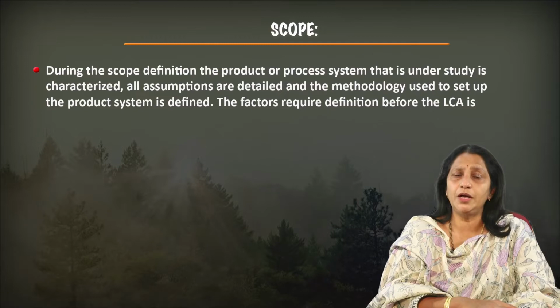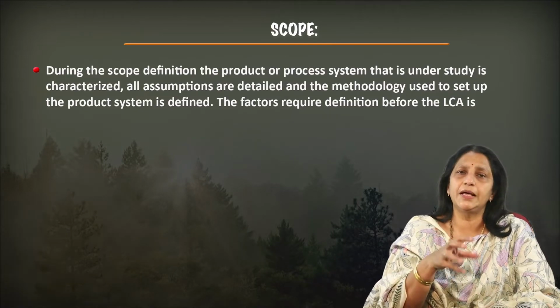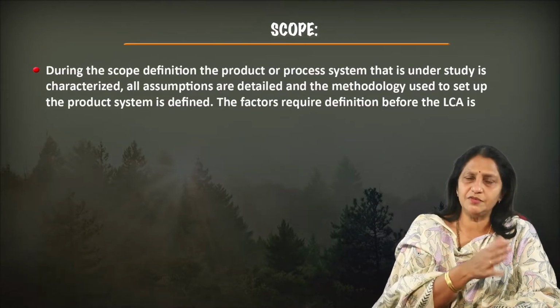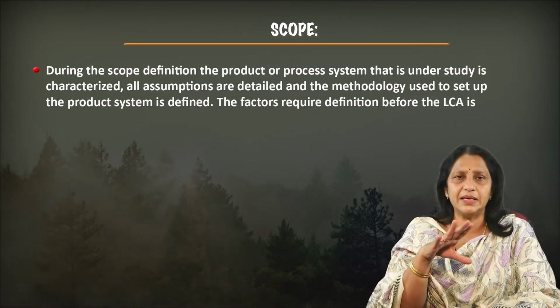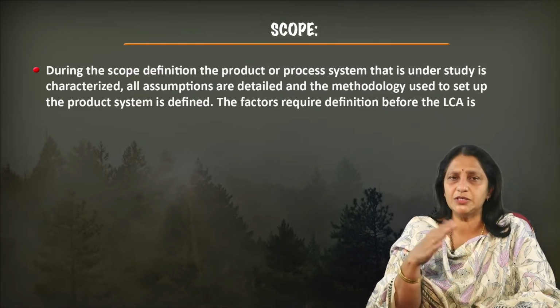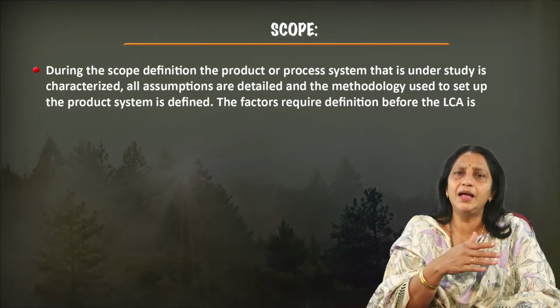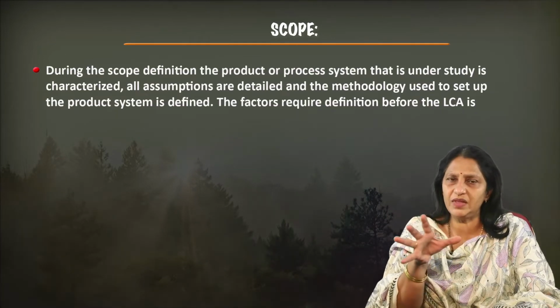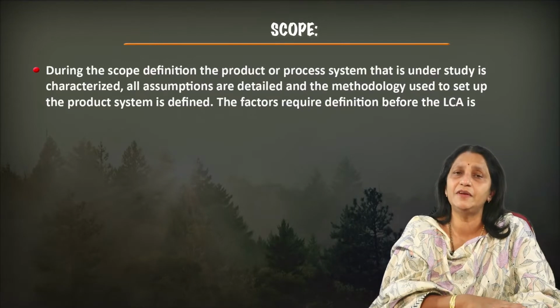And the scope: during the scoping definition, the product or the process system which is under study must be characterized properly. That means all the assumptions which are detailed, and the methodology used to set up the product system, should also be well defined.